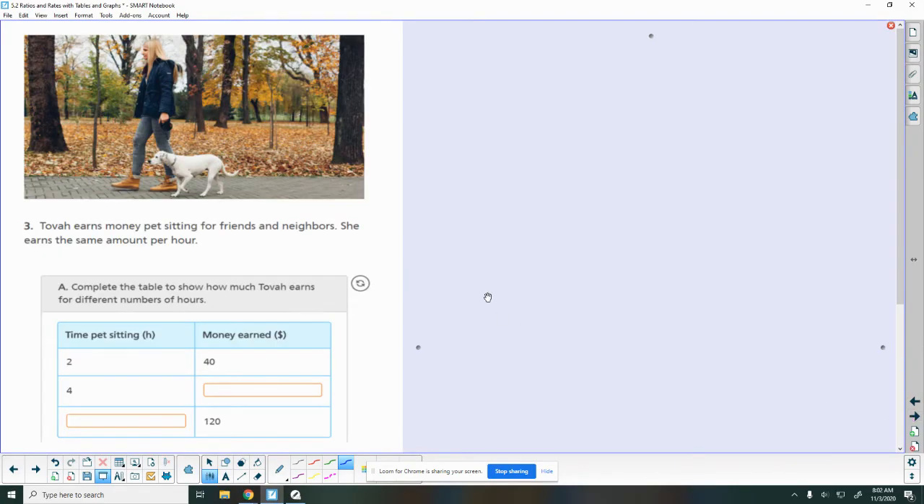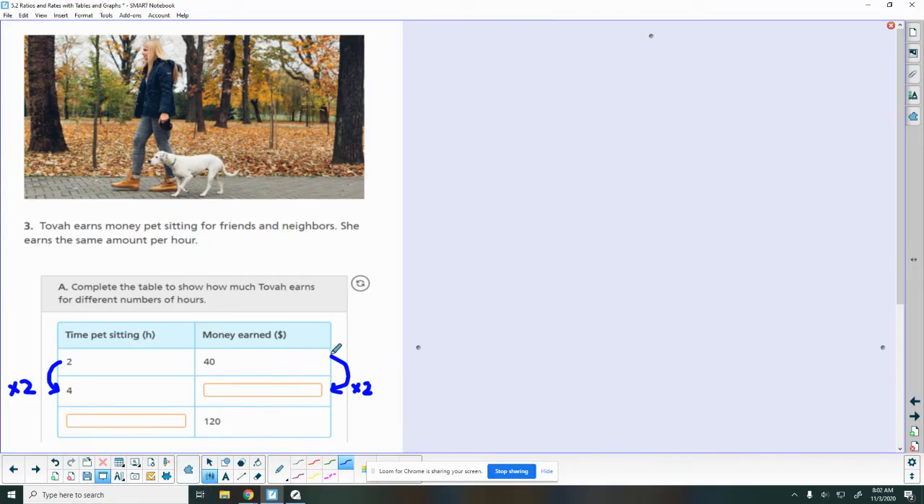Hey, task 3 has Tova earning money, and he's pet sitting for friends and neighbors, and she's earning the same amount every hour. So every hour earns the same amount. So after 2 hours, she earned $40. So we want to do the same thing. So now it says she pet sat for 2 hours, or for 4 hours, 2 to 4. I had it times by 2. So I'm going to do the same thing here and do 40 times 2. So go ahead and pause the video and fill that in.